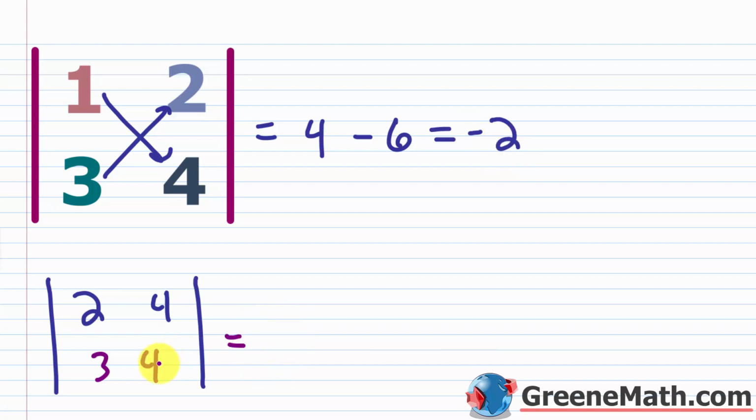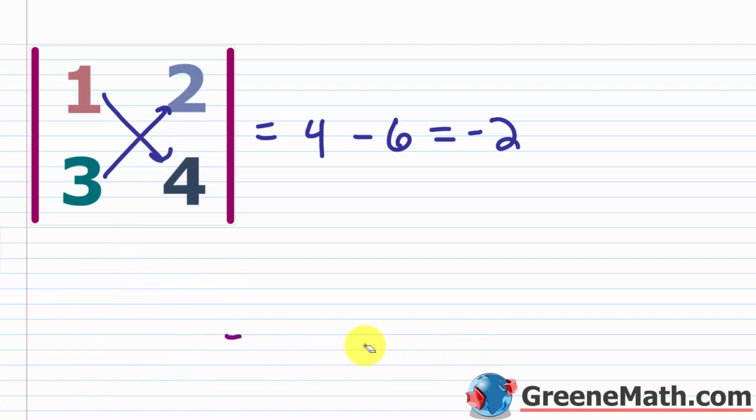And again, you can prove this. If I multiply down, 2 times 4 is 8. And then minus, if I multiply up, 3 times 4 is 12. 8 minus 12 is negative 4. Now, this isn't going to come up today, okay? But you do need to know this for future lessons, especially if you get into a linear algebra course. Now, let me show you the one that we're going to use the most today.